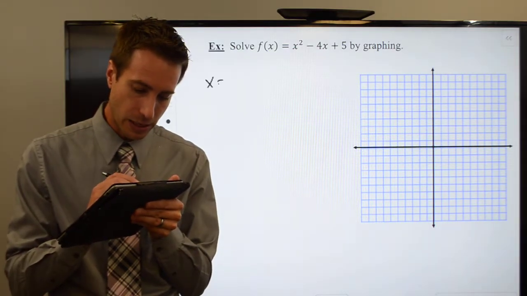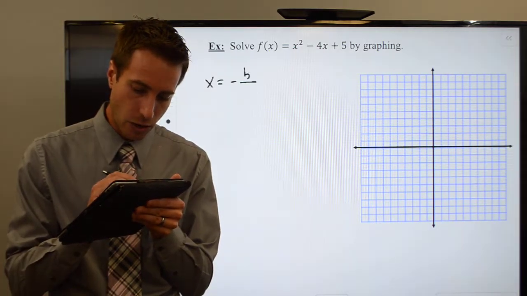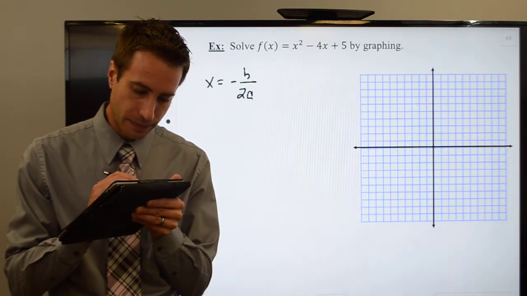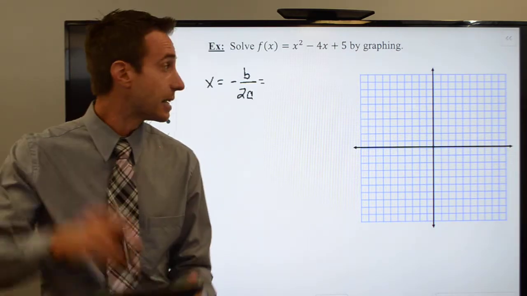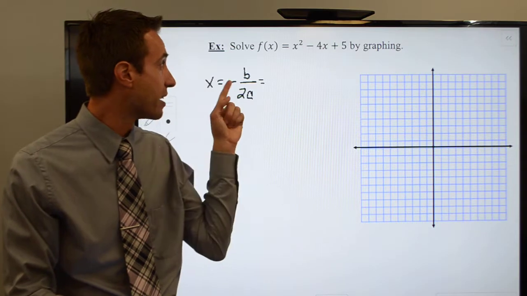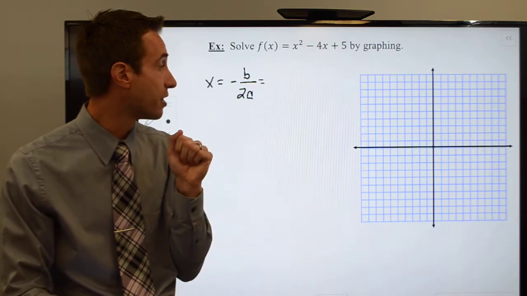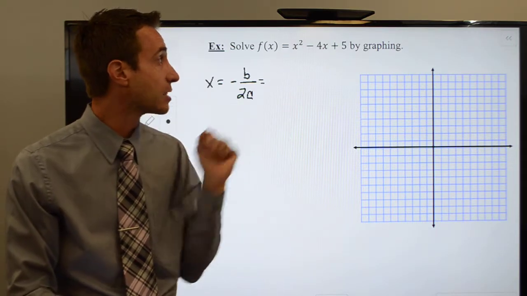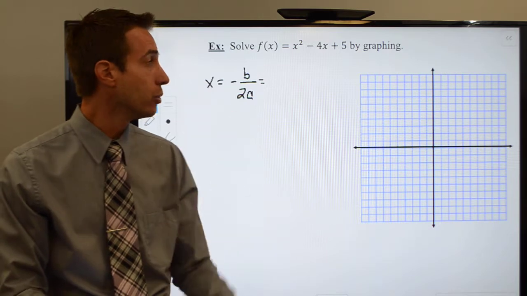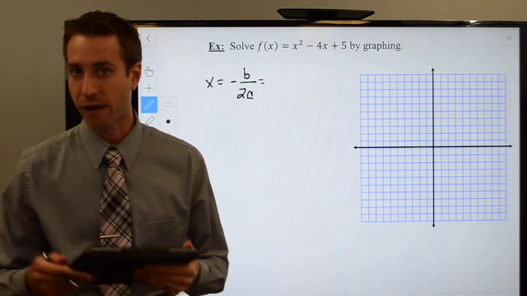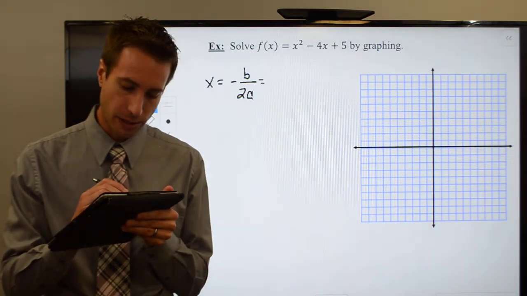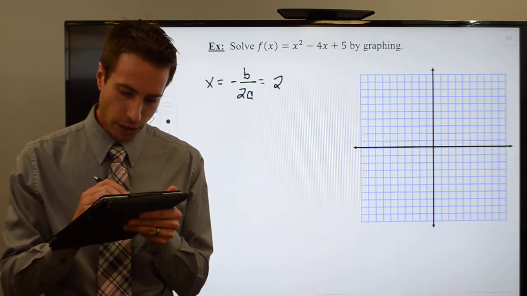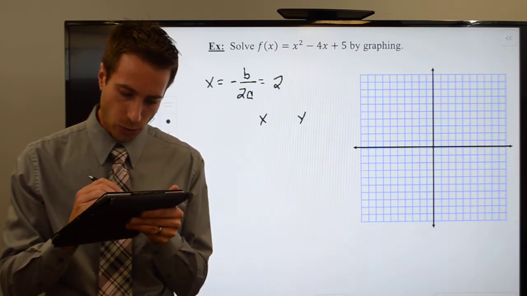X is going to be equal to negative B over 2A. Let's see, my B is a minus 4. Negative times negative 4 would be a positive 4. My A is a positive 1, which means I'd have 2. So I wind up with 4 divided by 2, which is going to be a positive 2. Go ahead and set up your XY table.